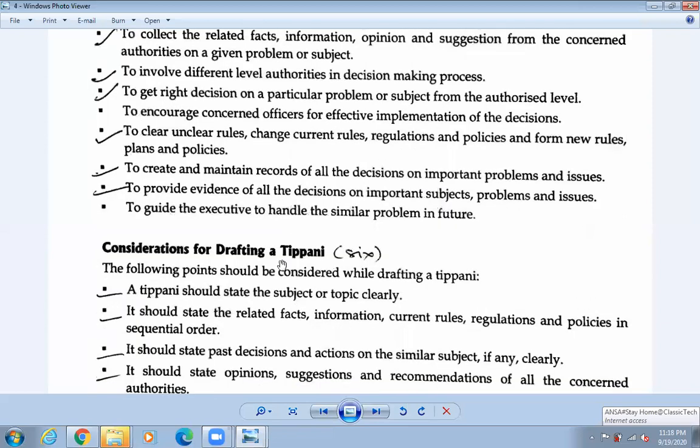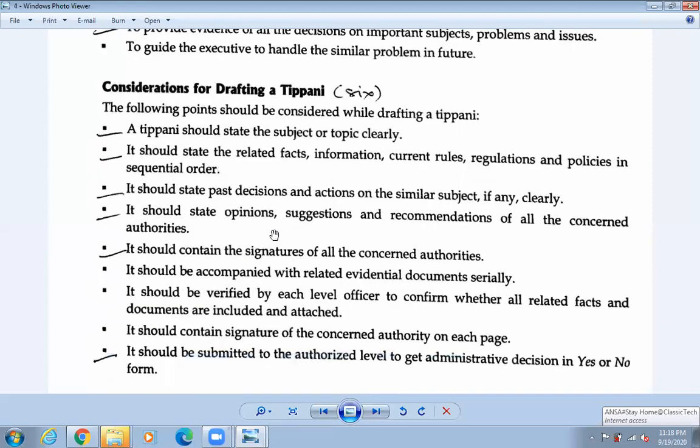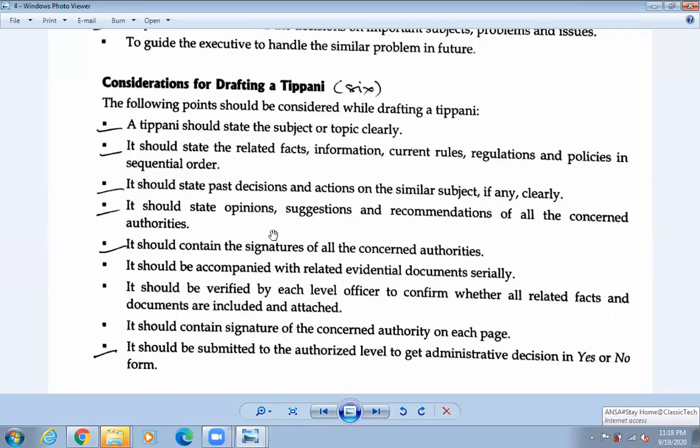So next one is consideration. I told you what your homework is, so please do that as homework. Your homework is on page number 11, question number 2A, 2B, and 3A. So these are your homeworks, page number 11, right?